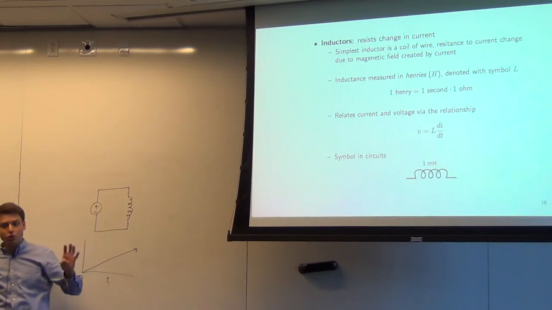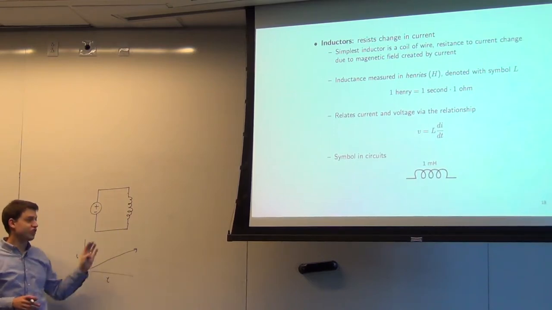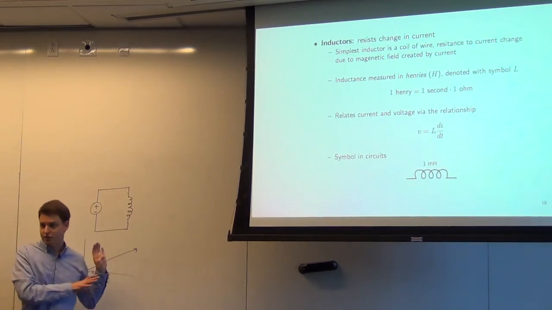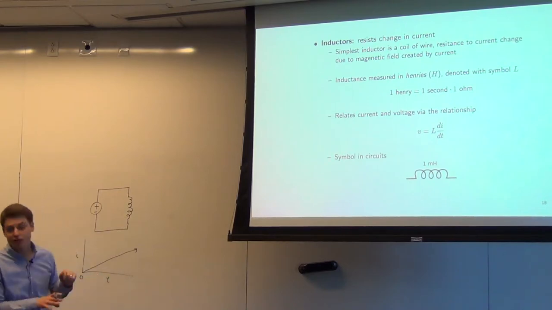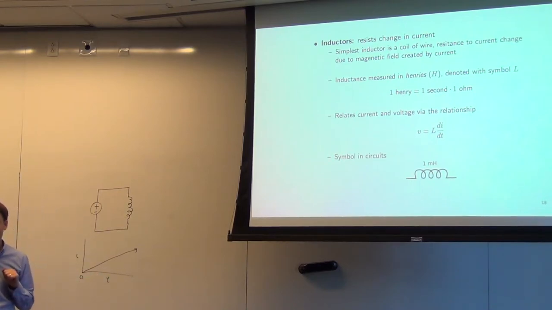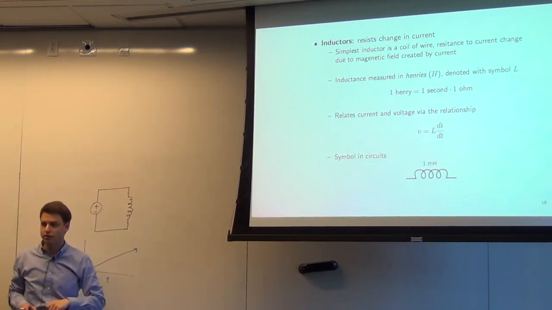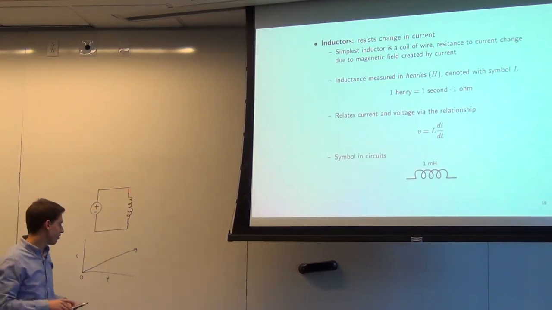And what's very interesting, of course, is that when you have a voltage that's always changing, this doesn't happen. It's okay to hook this up with an AC source here. But with a DC voltage source, you would keep increasing current forever.